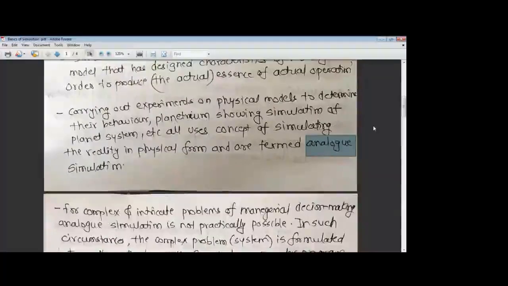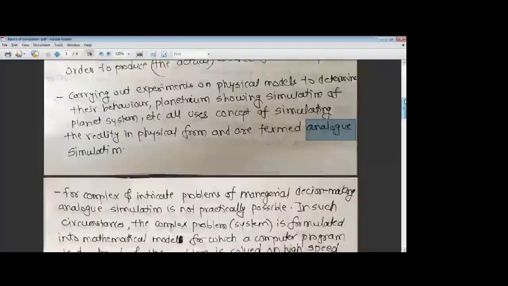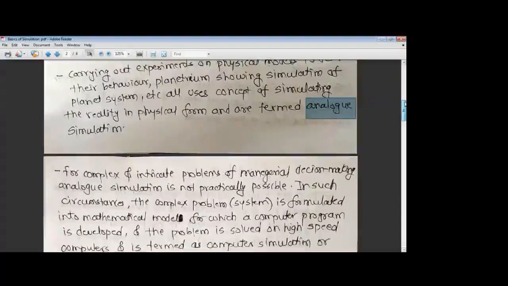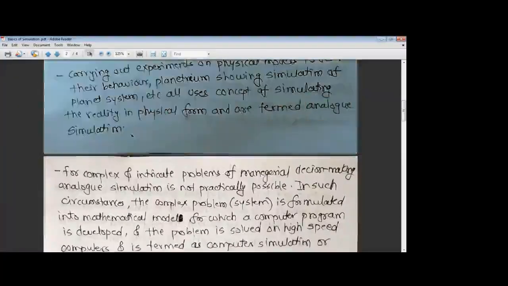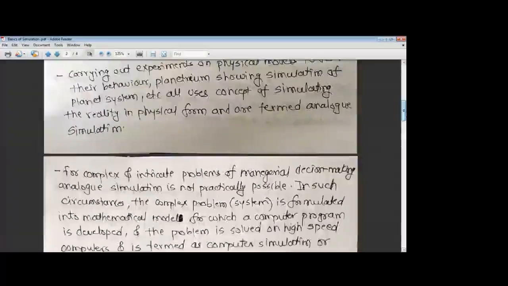You shouldn't restrict yourself to thinking that only physical models will be used, right? There can be a non-physical model that will be used. For example, computer programming and similar things can be used, which is called a computer simulation. But if you are using any physical model, it is called an analog simulation, right? So now let's move ahead.